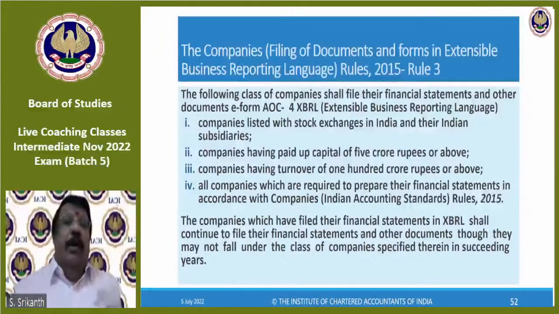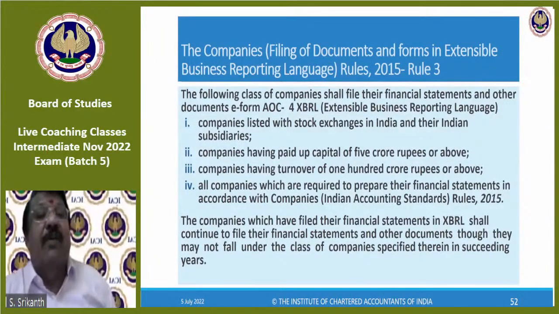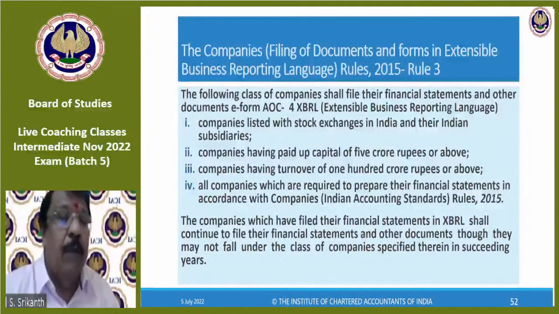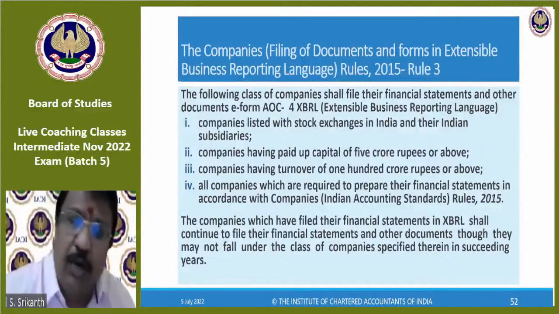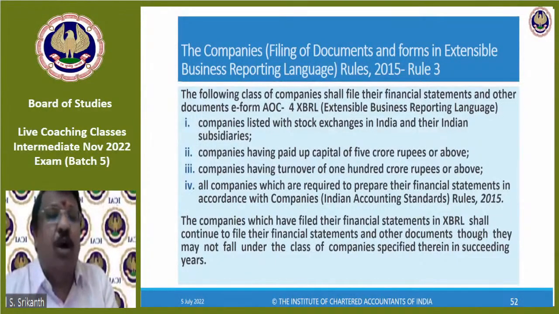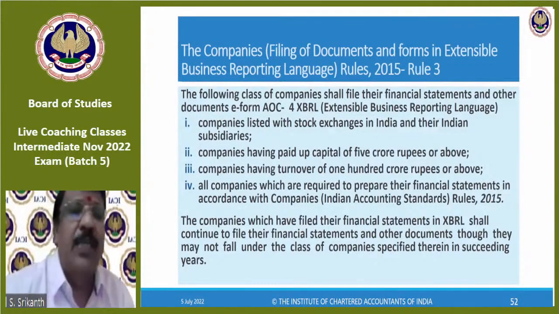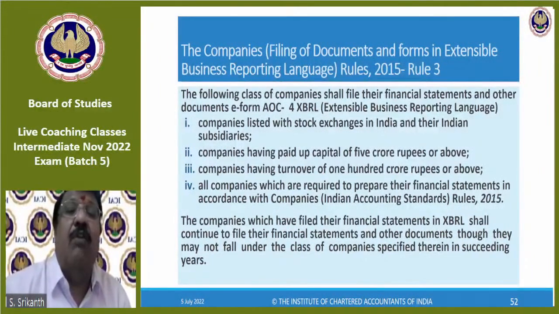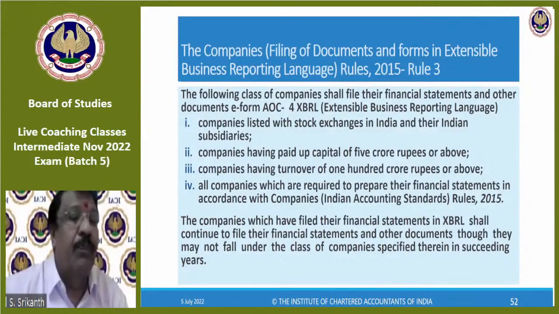So, companies listed with stock exchange and their Indian subsidiaries, companies having a paid up capital of 5 crore rupees or above, companies having a turnover of 100 crore. See, if nothing is mentioned, it's 'or'. I think 'or' is there. Companies having paid up capital of 5 crore or above, or companies having turnover of 100 crores or above.